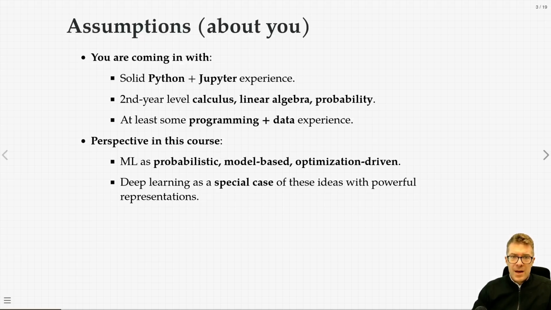I'm also assuming that you understand that this class is a machine learning class, and as such, we're going to base our work on probability, on building models, and on optimizing those models for downstream tasks. It's understood that deep learning is a special case of these ideas that are going to come up in machine learning. It has powerful representations, and as we'll see, it'll also be part of this course.